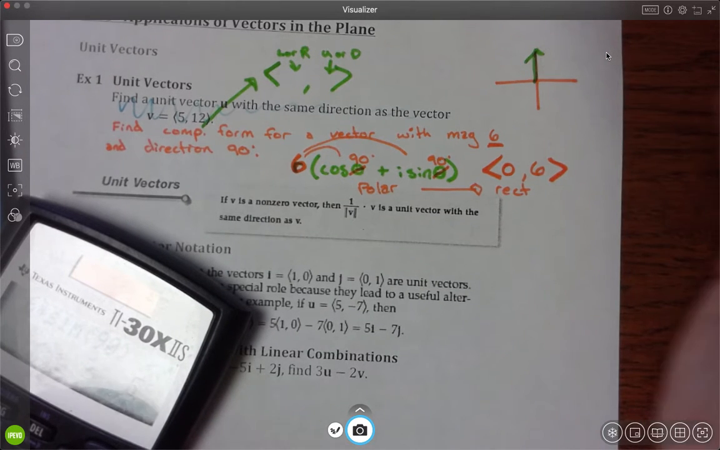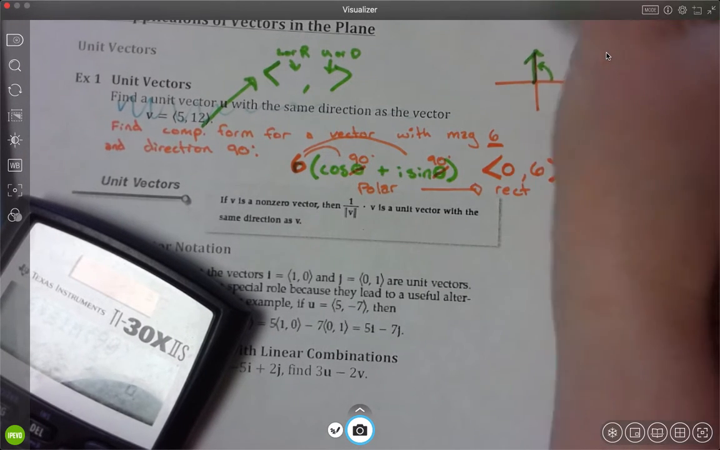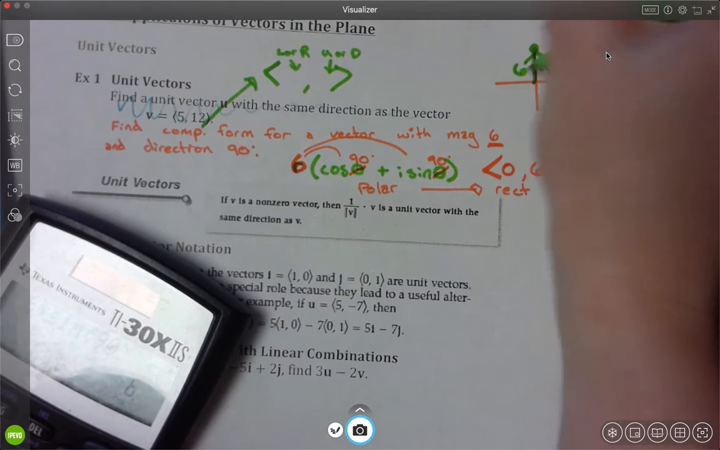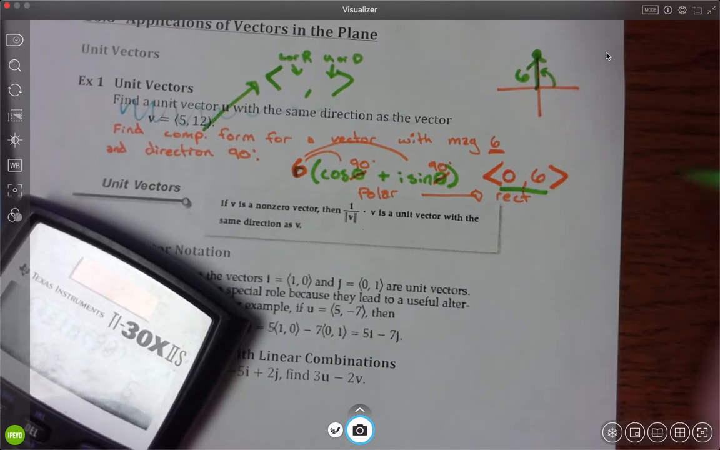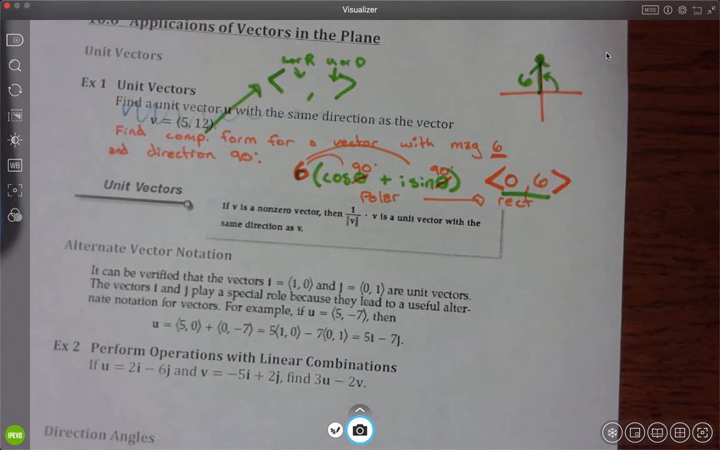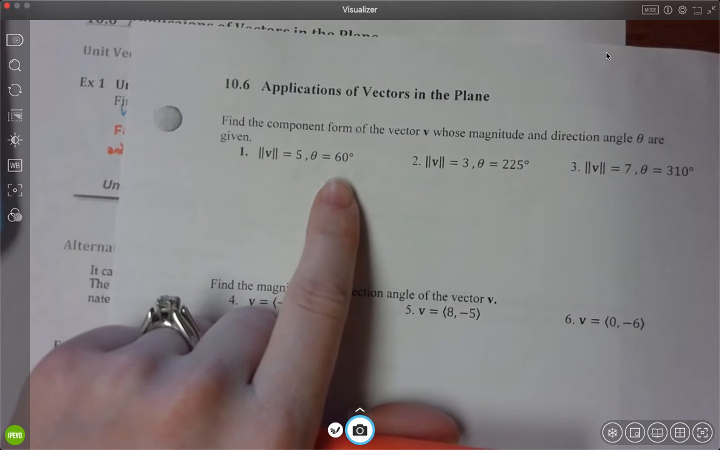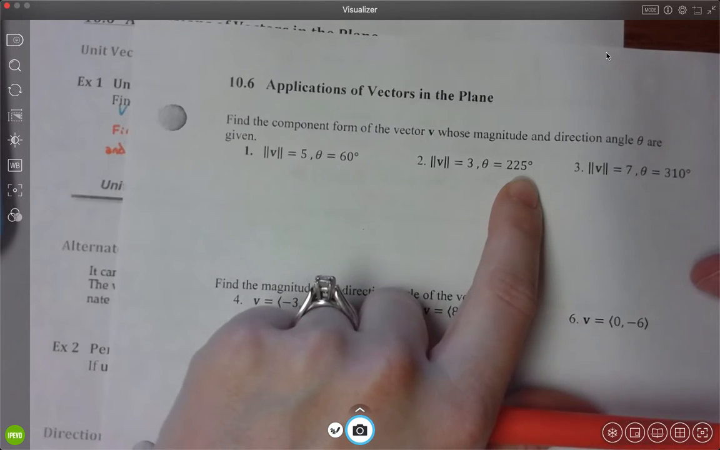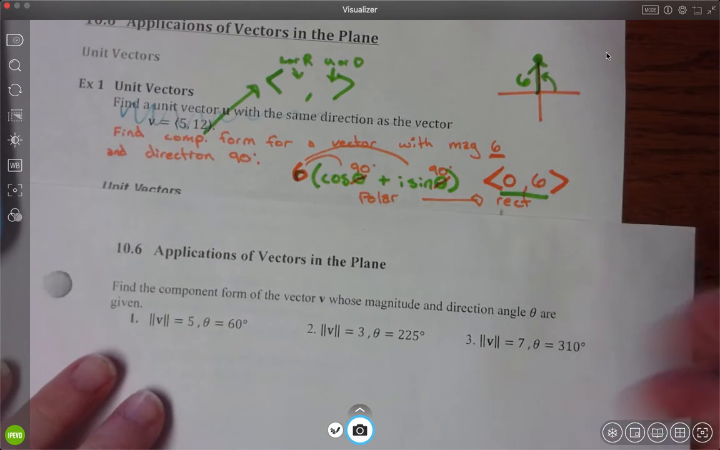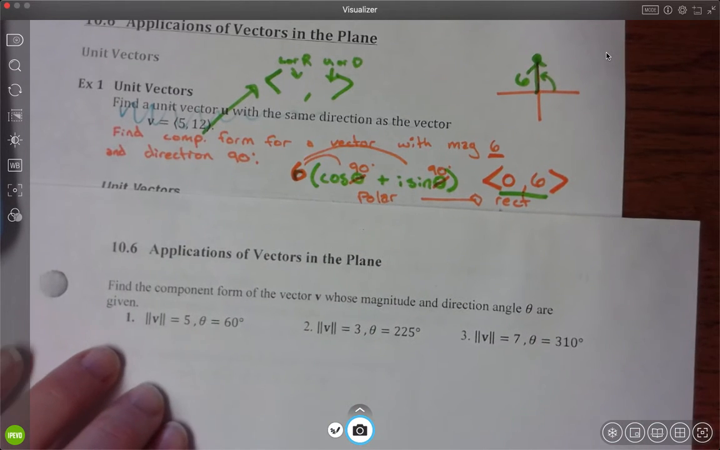90-degree direction would be from here to here, and I'm going up 6 units, right? That will land me at the point (0, 6), okay? So this was a fairly easy example on your homework assignment. I think they have you do a 60-degree angle or a 225-degree angle, but it's the same process that you did before.